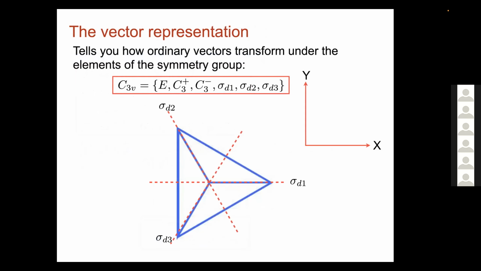The only representation we have studied so far is the vector representation that tells you how ordinary vectors transform under the elements of the symmetry group. The symmetry group is C3v, or 3m for those who are more used to the crystallographic notation.